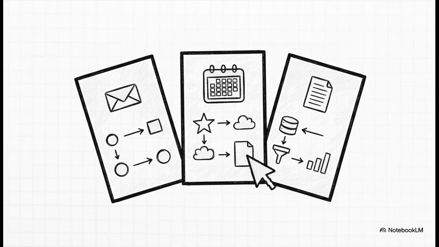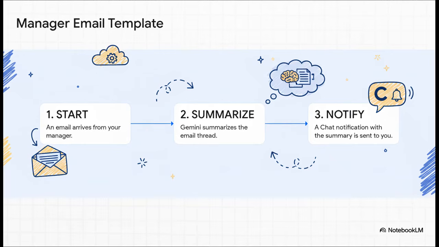All right, your next option, which is just as easy, is to use a template. These are basically pre-built flows that are already designed for common, everyday tasks. All you have to do is some minor setup. So, for instance, here's a template for staying on top of requests from your manager. And you can see our 3 building blocks right here in action. The starter, an email arrives. The steps, summarize it with Gemini and then send you a chat notification. All you have to do is click through and adjust it to fit exactly what you need.